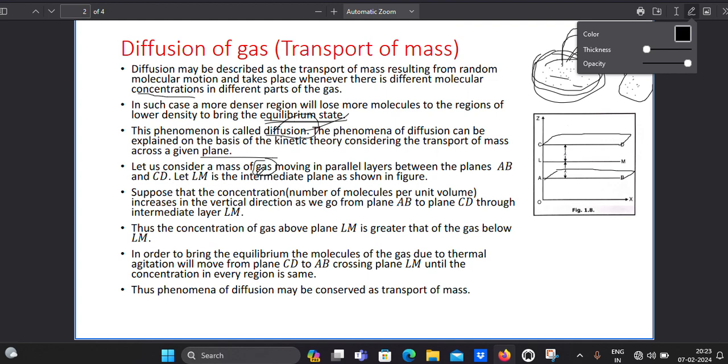Let us consider the mass of gas moving in parallel layers between the planes AB and CD. Let LM be an intermediate plane as shown in the figure. So there is one more plane in between these two planes. That plane is the intermediate plane, denoted by LM. So how many planes are there? One, two, three. Three planes are there.